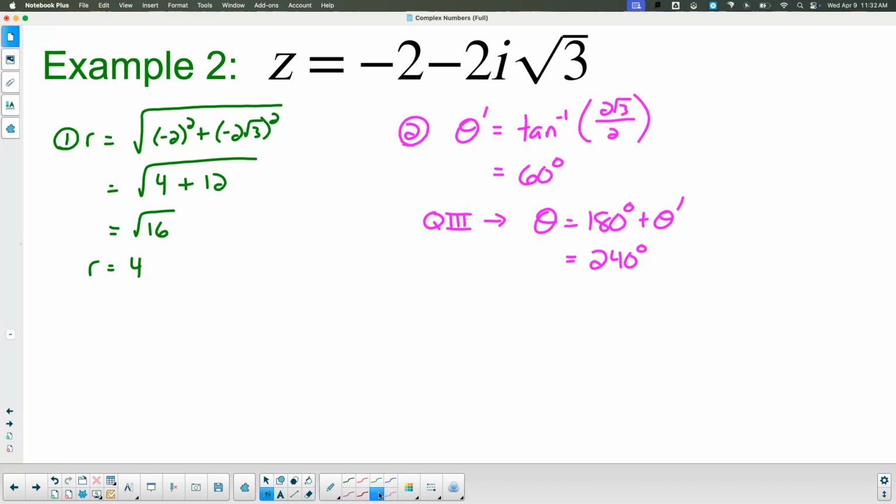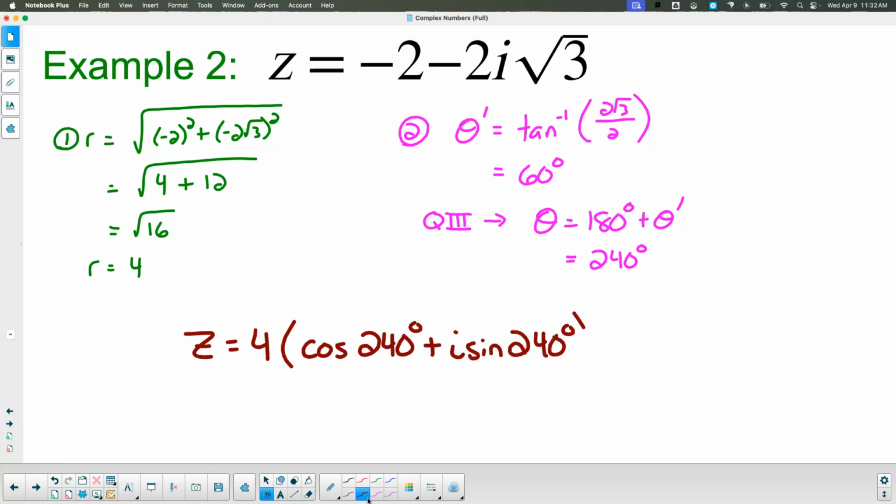Yes? Okay. So the trig form of z here in this case would be 4 times the cosine of 240 degrees plus i times the sine of 240 degrees.